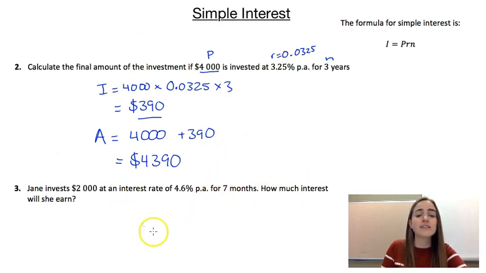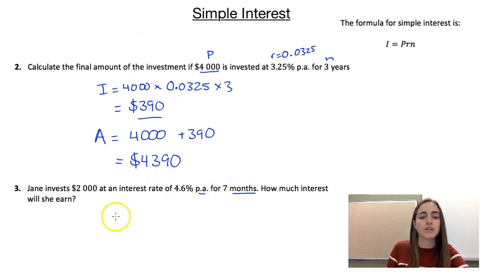Our third example says Jane invests $2,000 at an interest rate of 4.6% per annum for 7 months, and it asks us how much interest she's going to earn. So we just have to be careful here because our rate is per annum or per year, but our time periods are in months. So we either need to convert the rate into months or write the months in terms of years. So it's up to you which one you do.